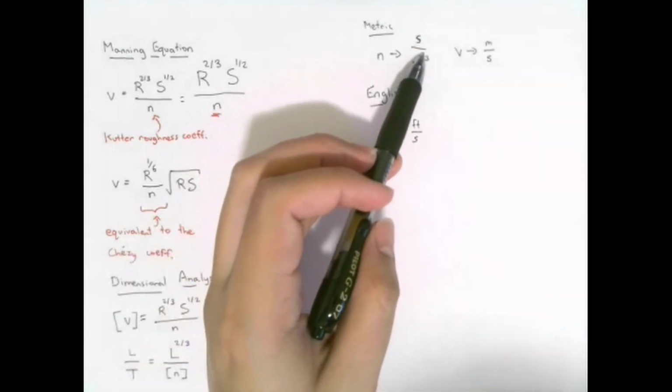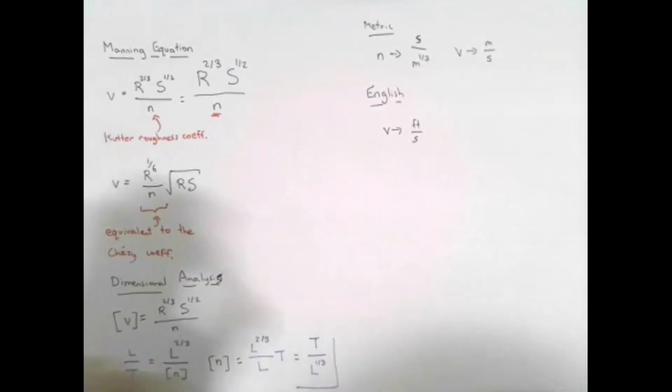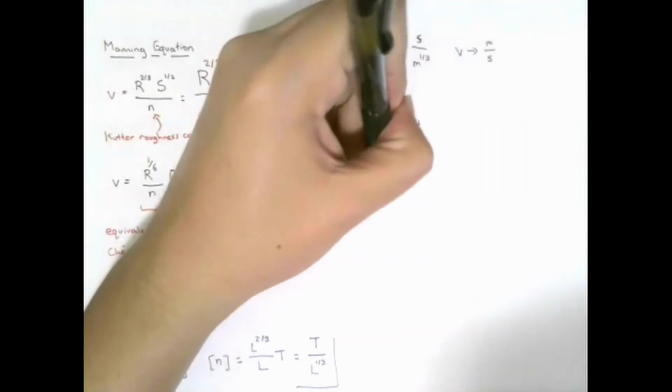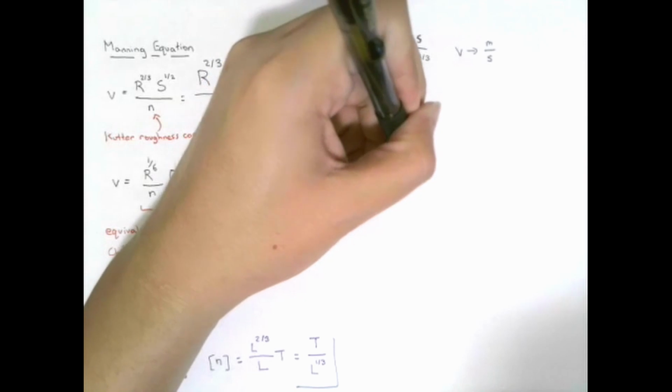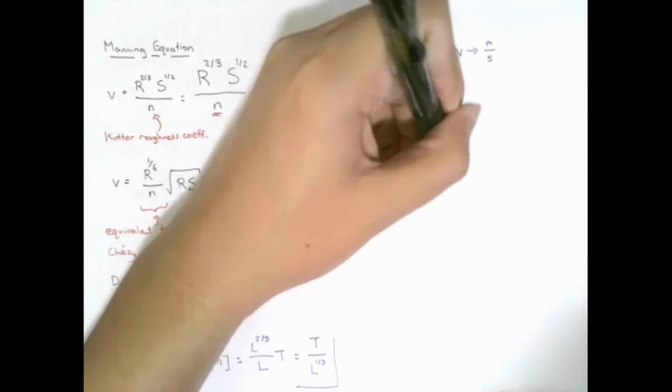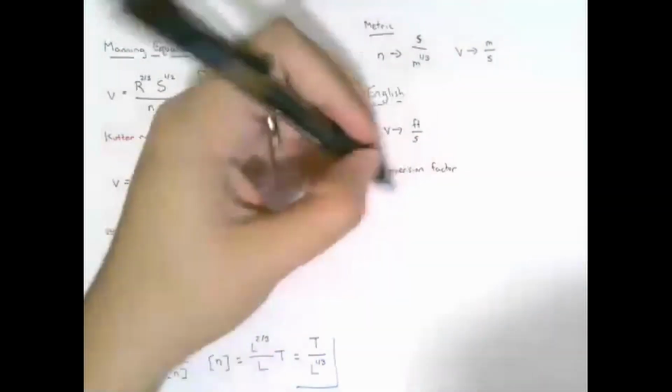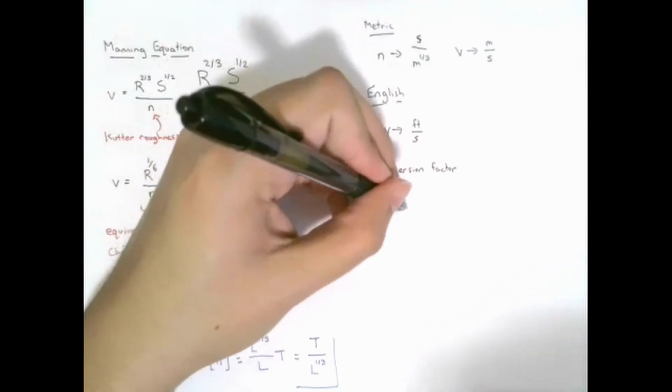So he needed to find a conversion factor that would convert meters to the 1/3 over second to feet to the 1/3 over second. Seconds don't really matter, so really it's just meters to the 1/3 to feet to the 1/3. And that conversion factor is called K. So this conversion factor that Manning used was simply K.